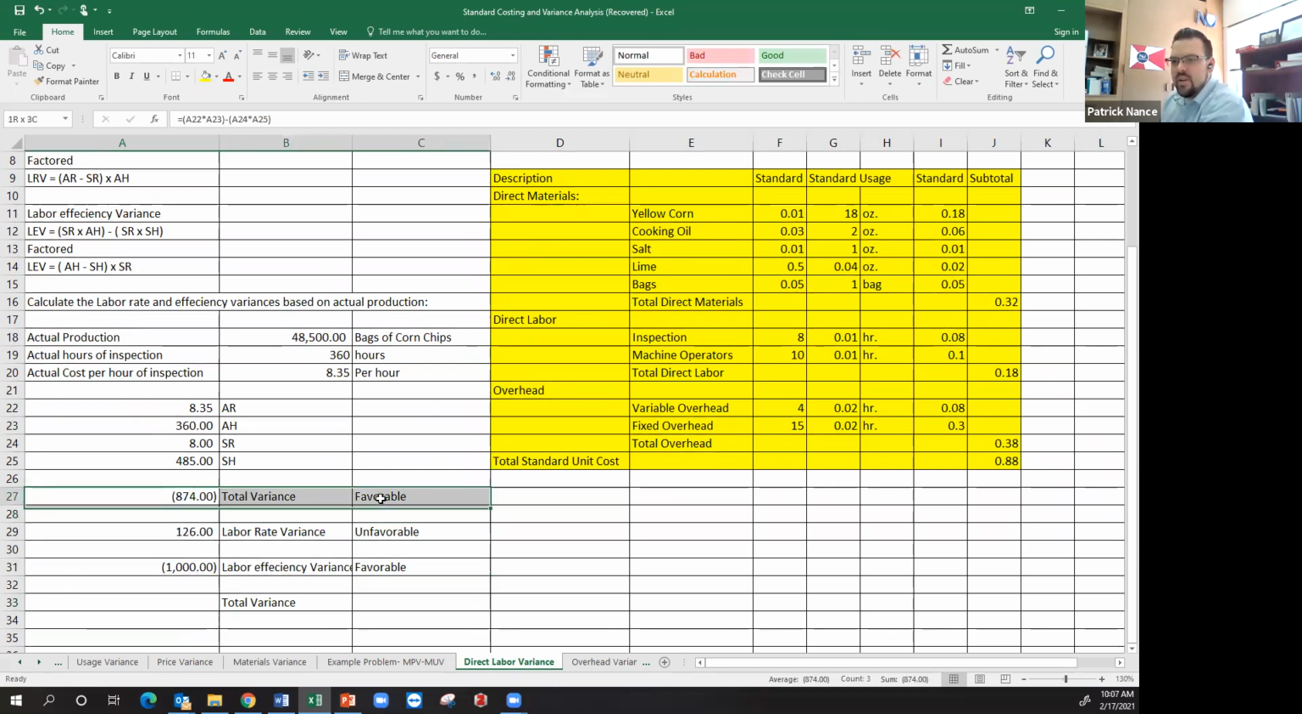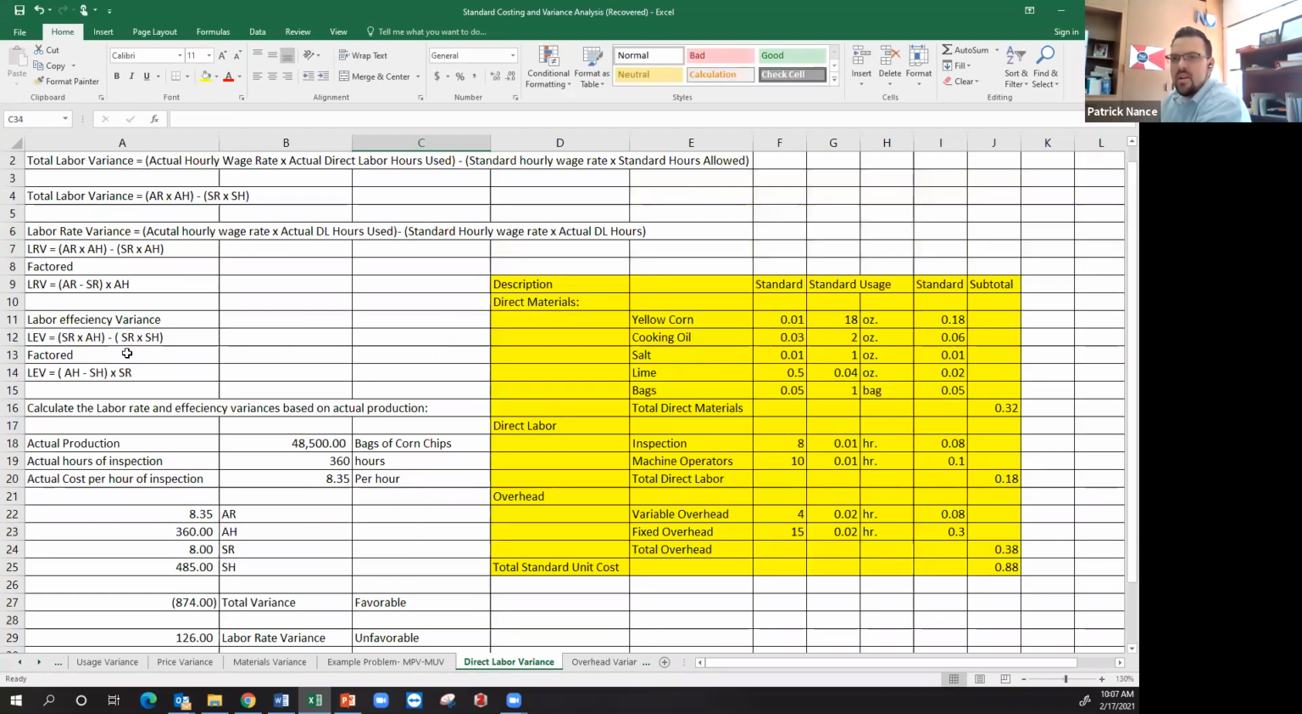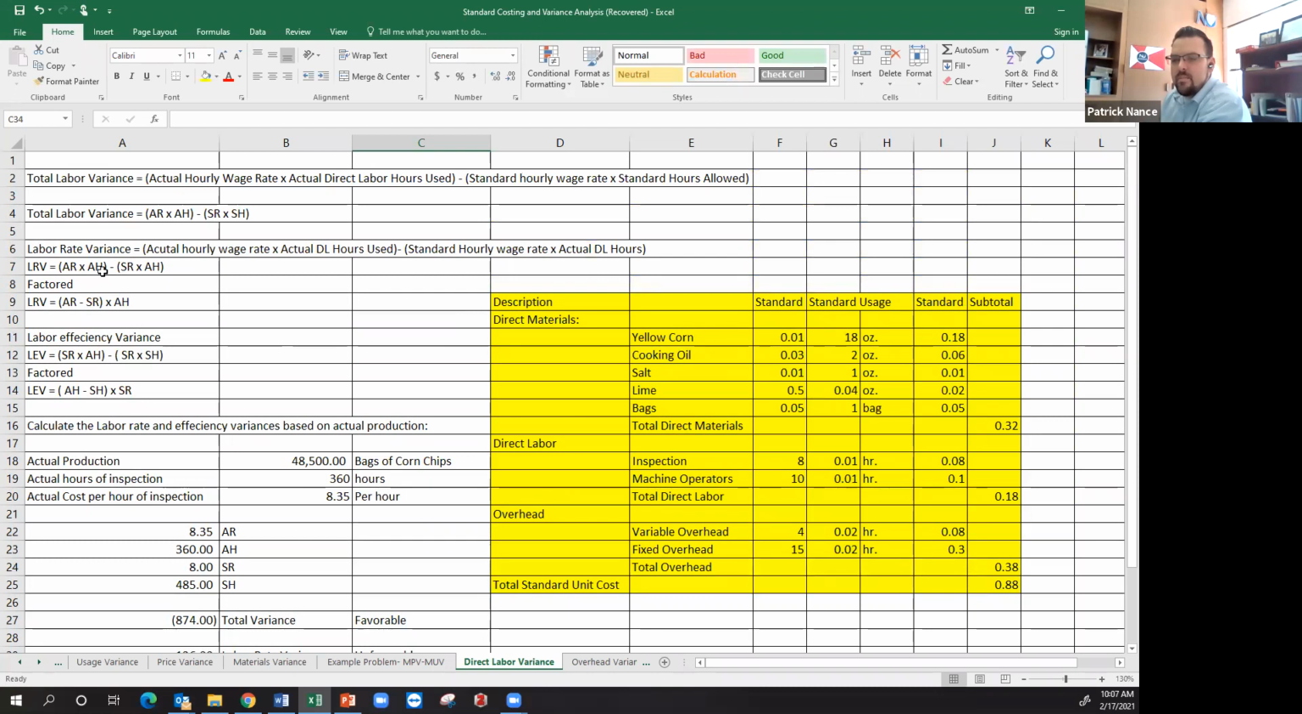So I did the total variance up here, but you could also find the labor rate variance and labor efficiency variance, and if you add those together, it should give you the total variance. So I just showed you two different ways to get the total variance. And again, it is still favorable as it was before. So that's the direct labor total variance, the labor rate variance, and the labor efficiency variance.